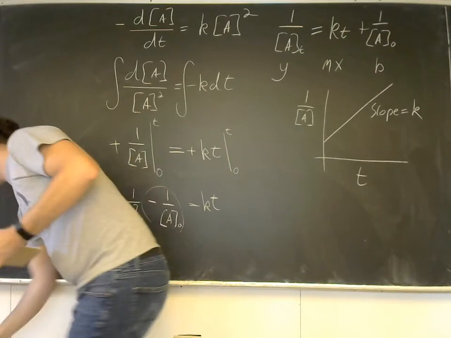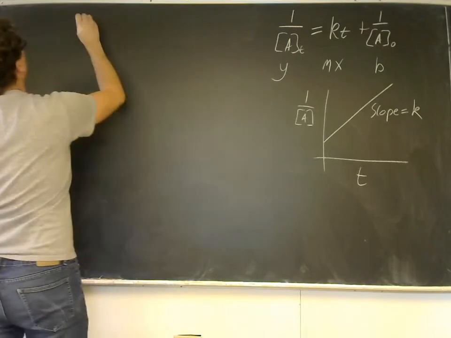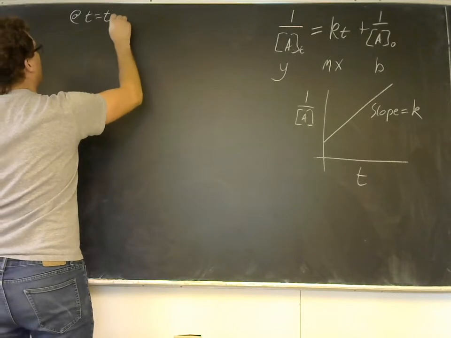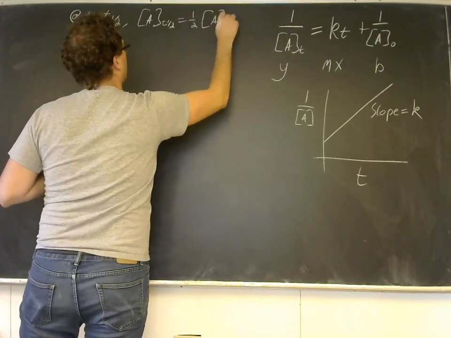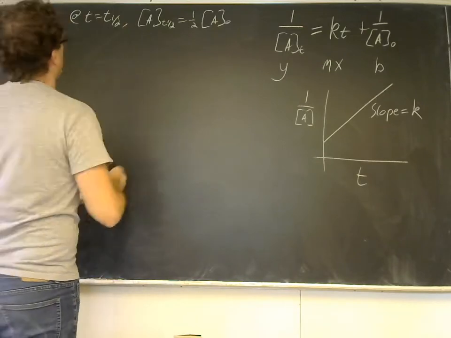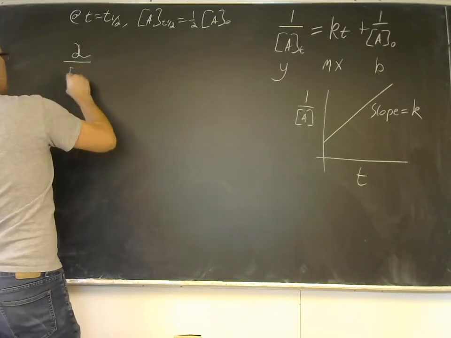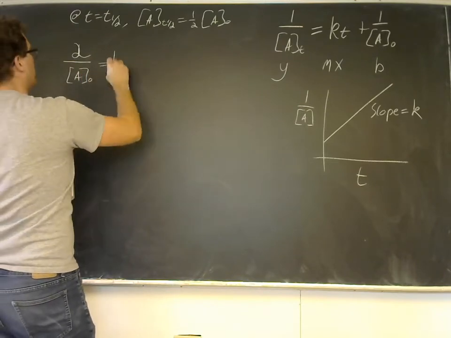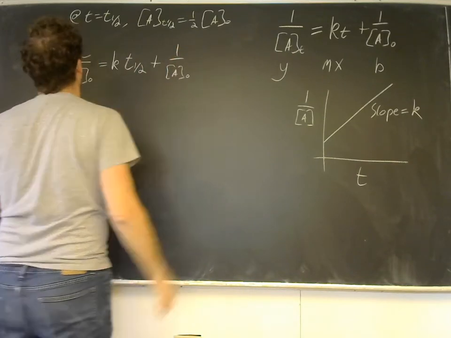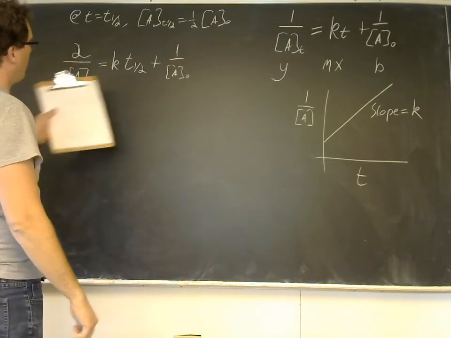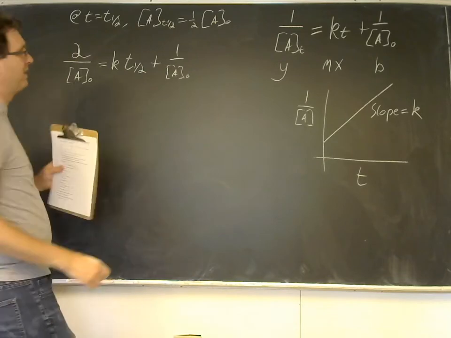The same way, we'll say that at t is equal to t1/2, we know that A of t1/2 is equal to 1/2 the concentration of A naught. And so we'll plug that in. 1 over 1/2 A naught, the 2 will come up here. We'll have 2 over A naught is equal to K t1/2 plus 1 over A naught. And we'll get these over onto the same side as each other. Well, let's just multiply everything by A naught to start with.